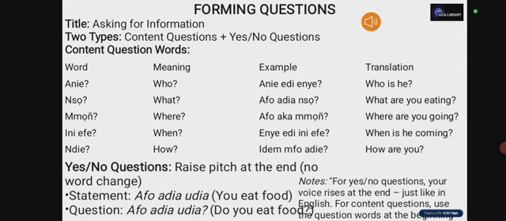Information questions. For content questions, you place a question word at the front of the sentence. The common ones are ani for who, nso for what, mini for where, mini for when, iti didi for how, and si on for why. The rest of the sentence keeps SVO order. Examples, Ani odi you do, means who is there. Nso A for idia, means what are you eating.